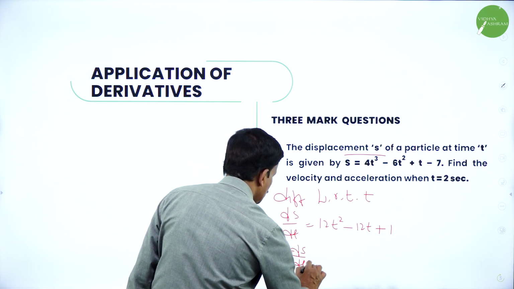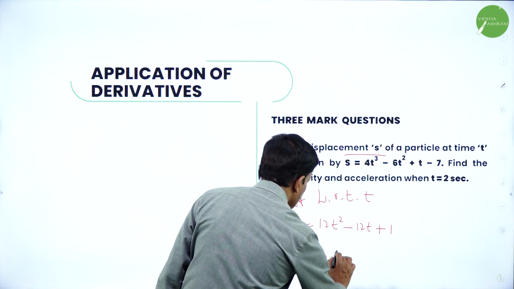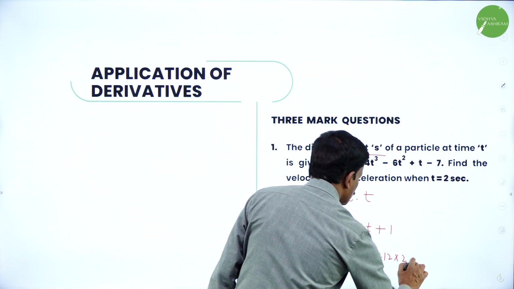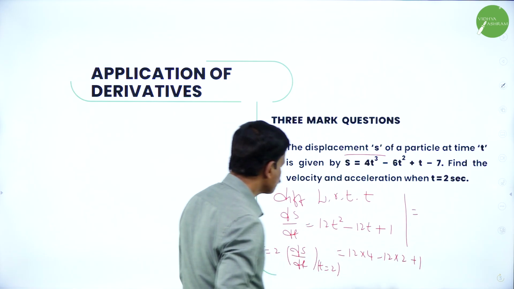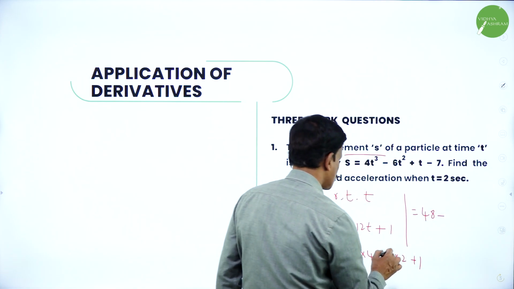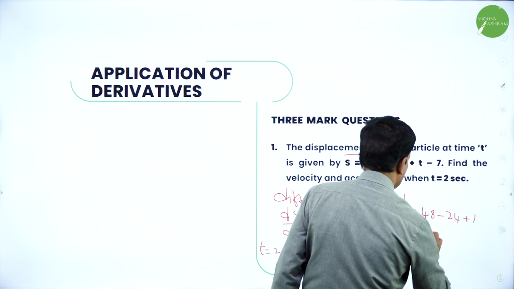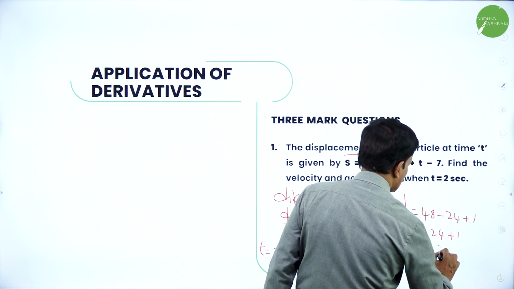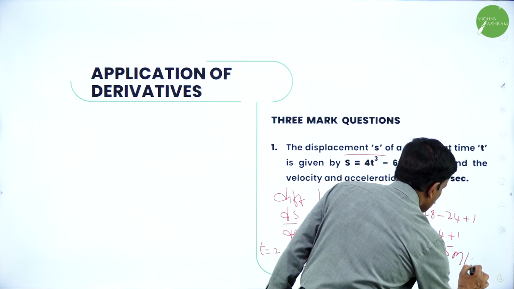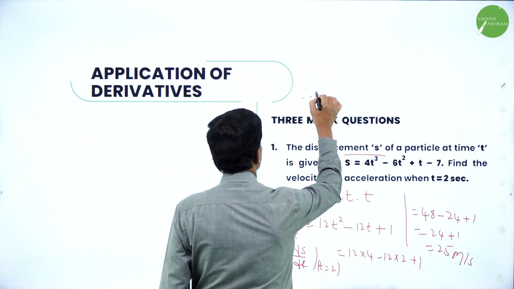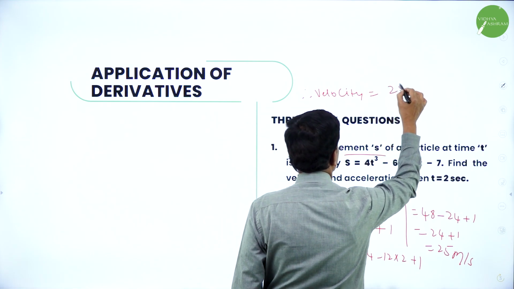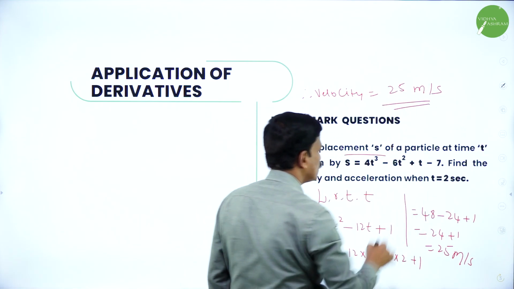So, ds by dt at t is equal to 2 seconds is 12 into 2 square, that is 4, minus 12 into 2 plus 1. This is equal to 12 4s are 48 minus 12 2s are 24 plus 1, that is equal to 24 plus 1 is equal to 25. This is the velocity, meters per second. Therefore, the velocity is equal to 25 meters per second at the end of 2 seconds.